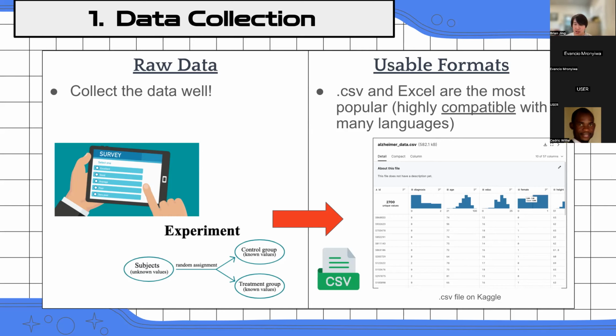And as you can see, the raw data that they took about each and every patient is now put into a format that's usable online. This spreadsheet right here. And spreadsheets are usually organized into rows and columns like this.